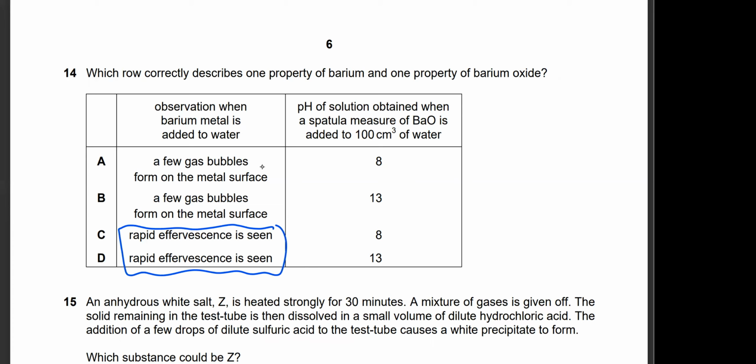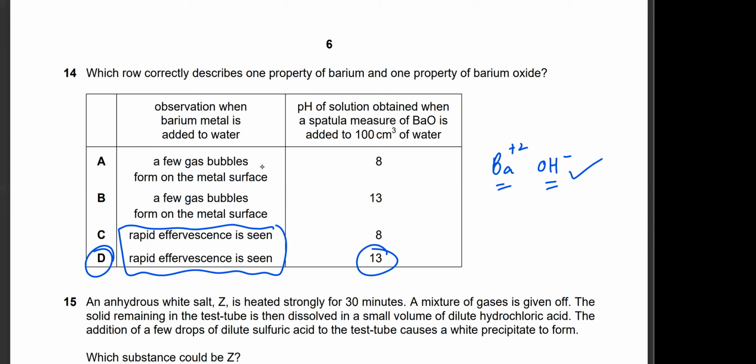As for the pH of a solution of barium oxide, remember, it is very soluble. So it dissolves in water and turns into barium hydroxide, producing a lot of ions because it's very soluble. It dissociates, and lots of OH- ions are produced. So the pH is close to 13, so it's going to be D.